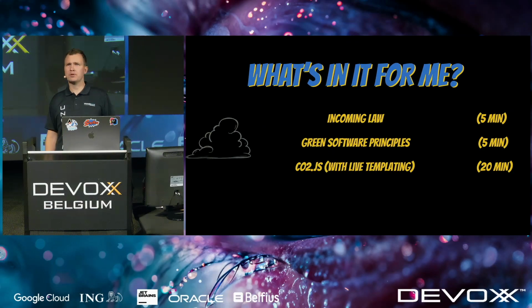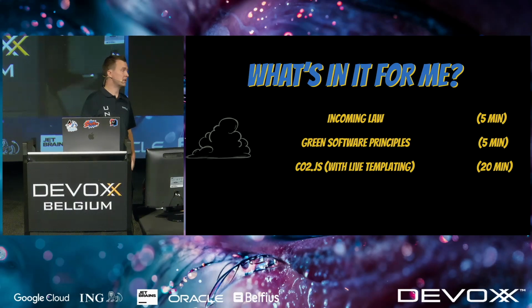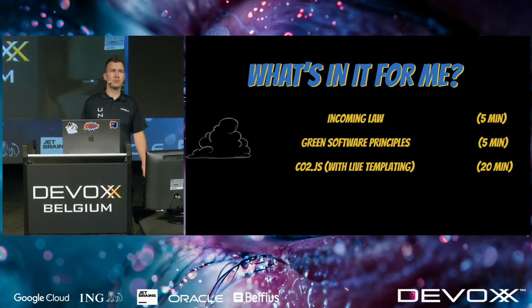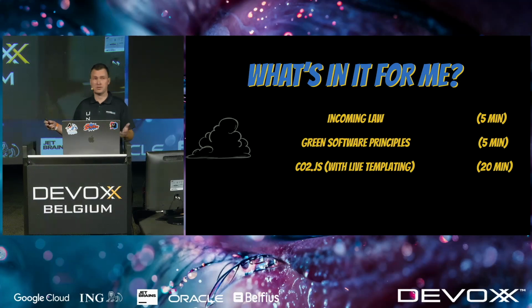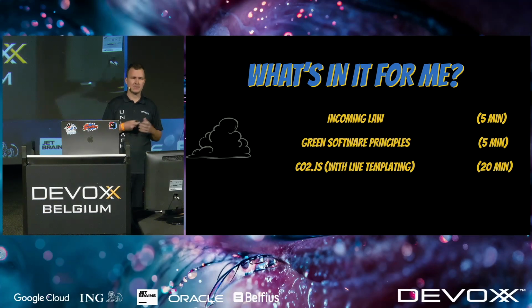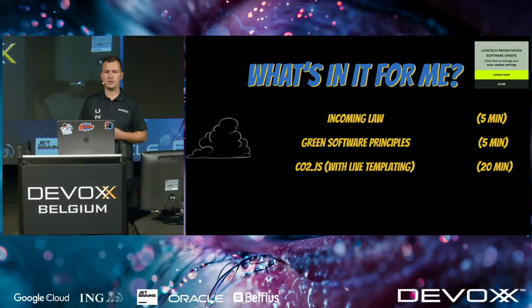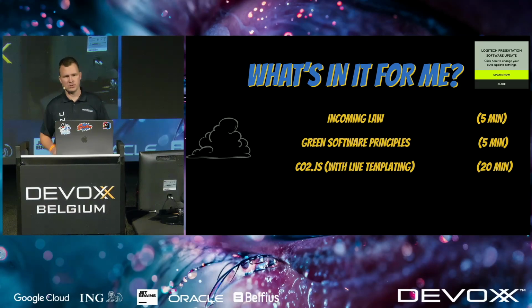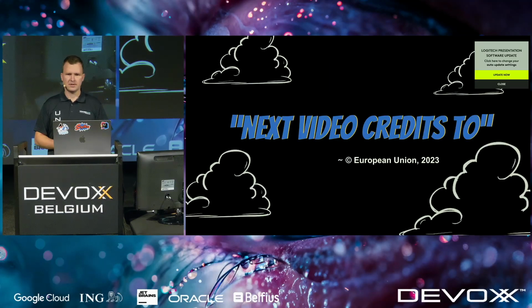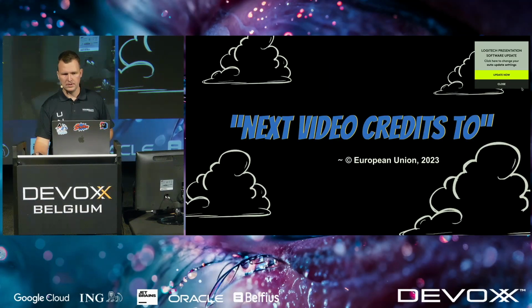So the most important thing is what's in it for me. I'm going to talk something about the incoming law. There's a law, it's already there, and we need to comply with that. More about that later, the green software principles, and then we are going to dive into CO2.js, tools in action, right? I will close this one.